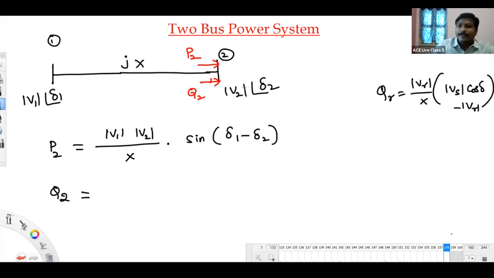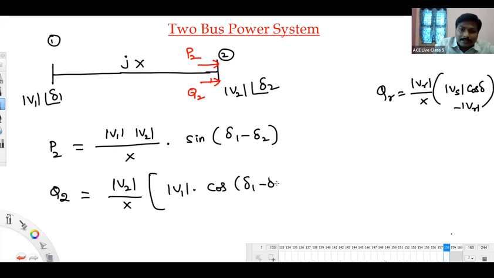|VR| is again |V2|. Let's replace the things. So again, |V2|/X into |V1| cosine of delta 1 minus delta 2 minus |V2|. Like this, you can get the Q2 equation, the reactive power Q2 equation, alongside P2.